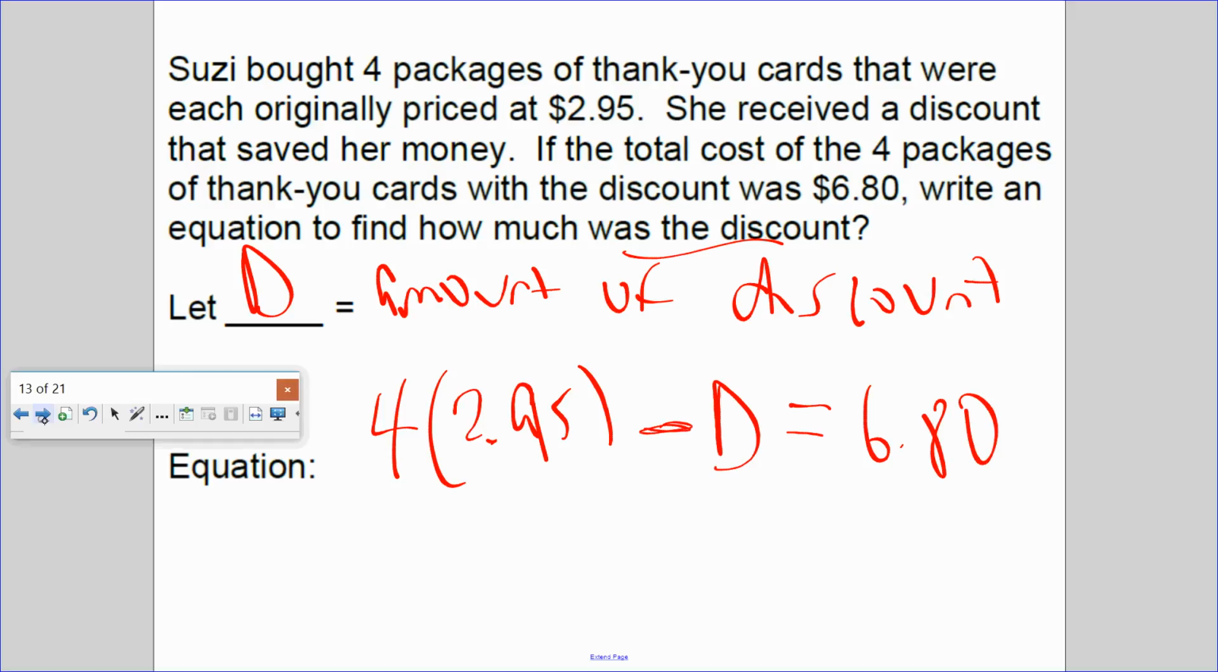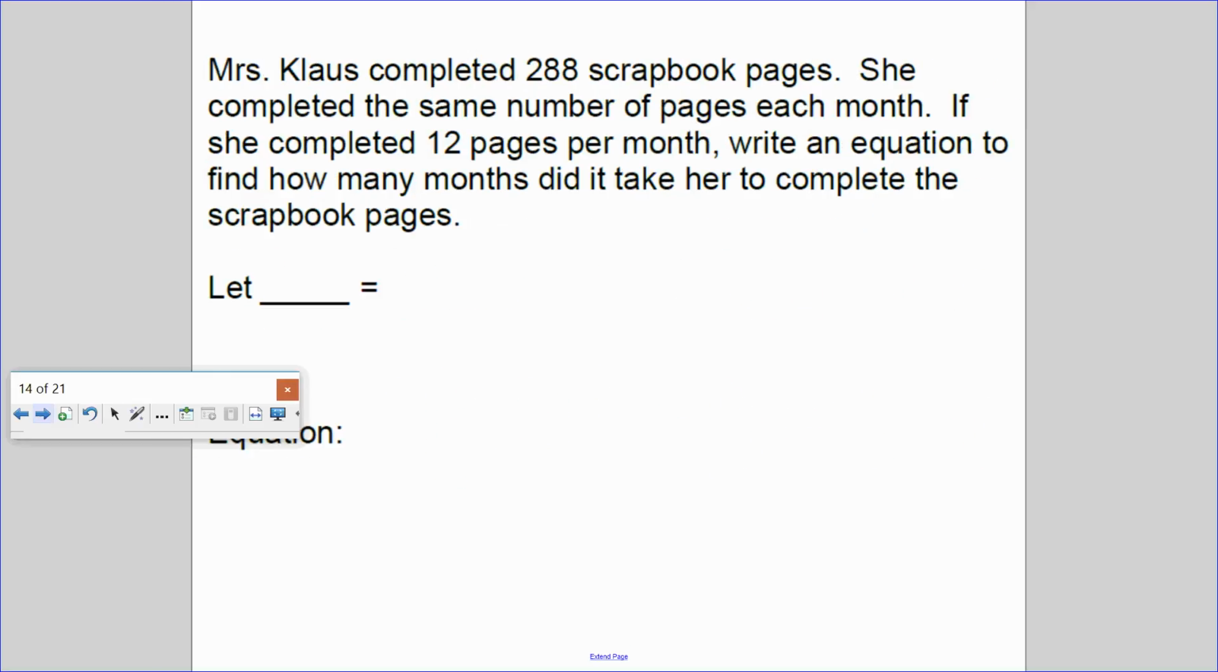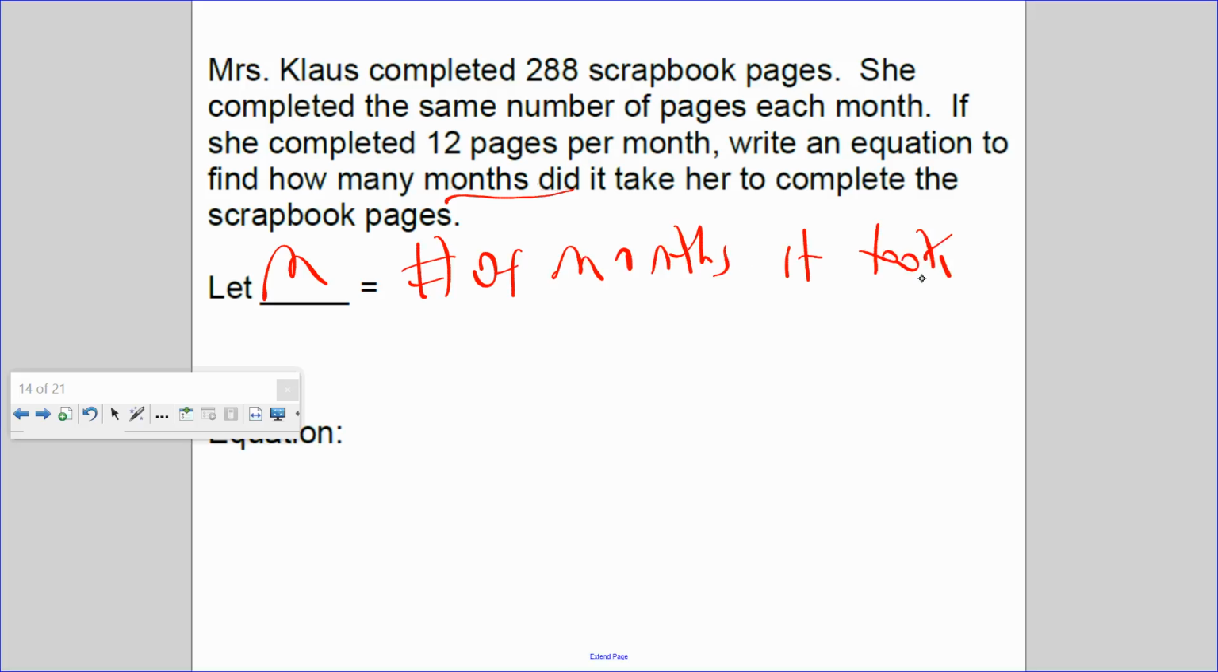And last but not least, Mr. Claus completed 288 scrapbook pages. He completed the same number of pages each month. If he completed 12 pages per month, write an equation on how many months it took to complete the pages. So switch, and define the variable: the number of months it took him to complete the pages.